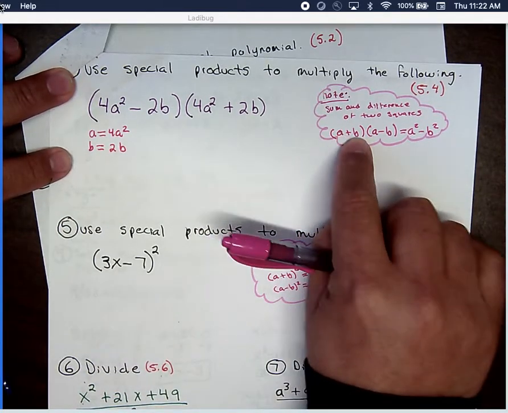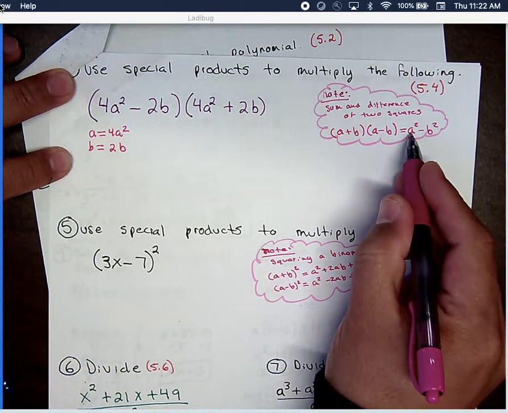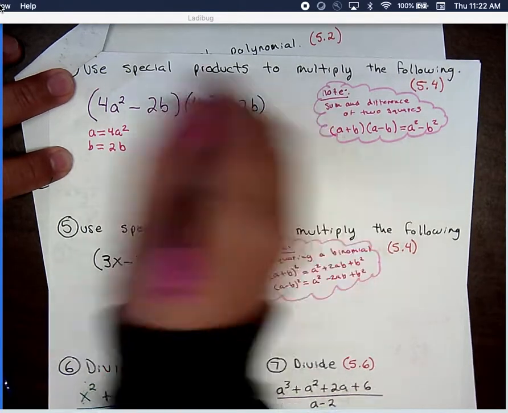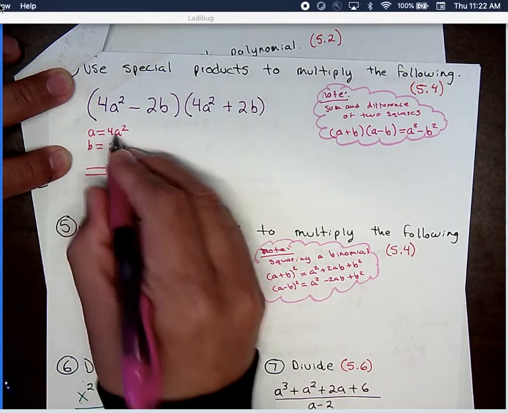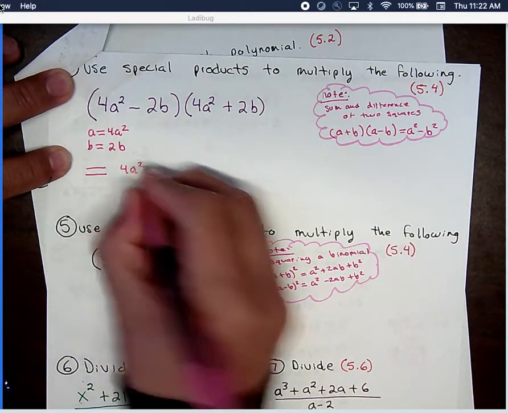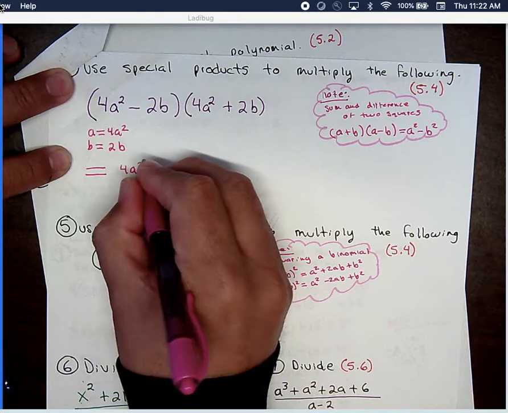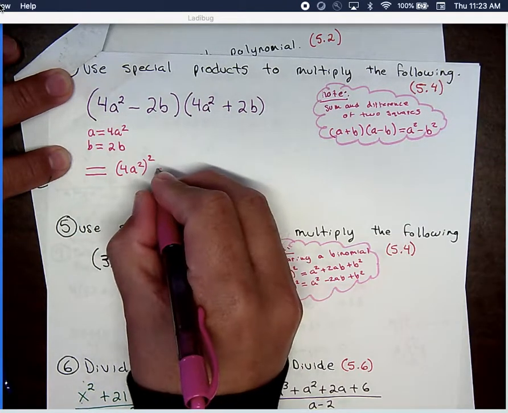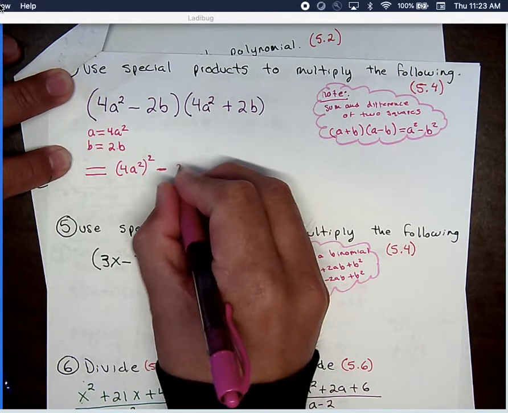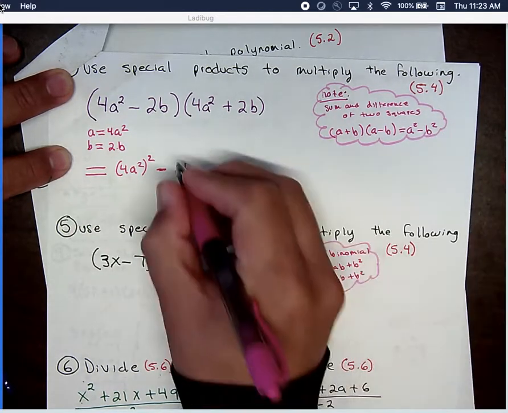So the A and the B. That means all of this equals A, which is 4A squared, and then we're going to square it again, right? Because that's what it has. Minus the B, which is 2B, and then we're going to square it.